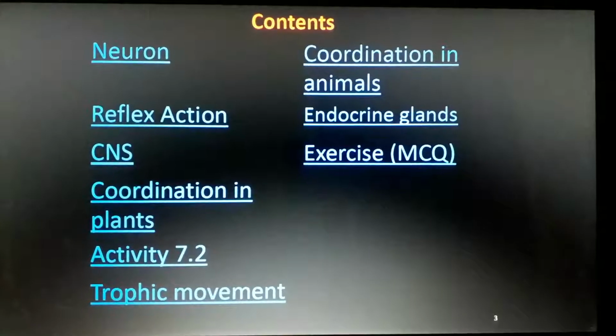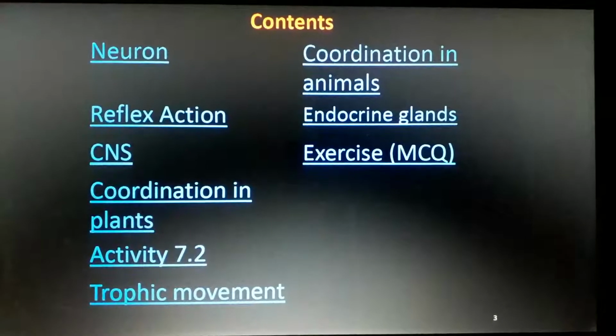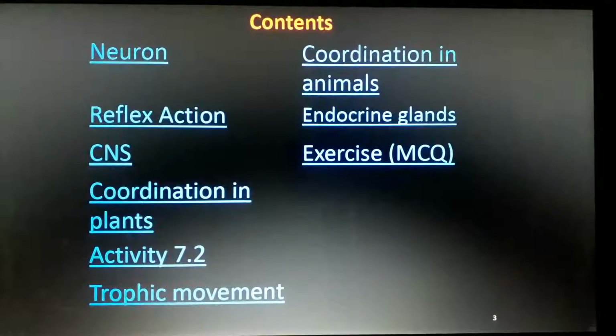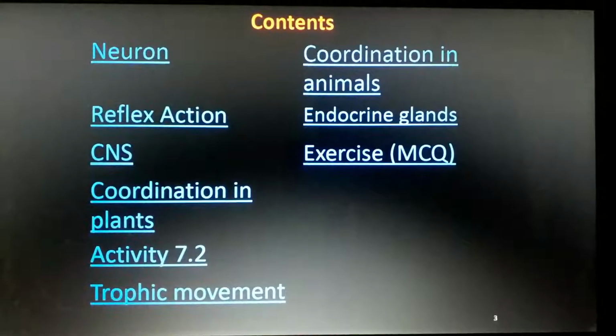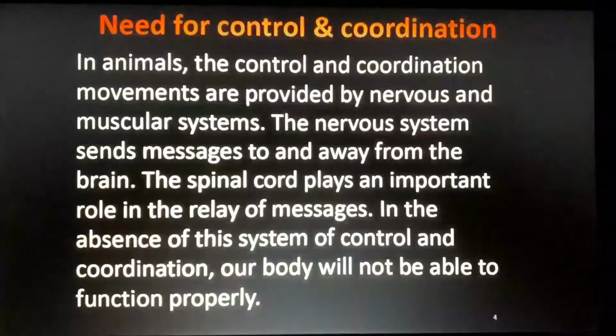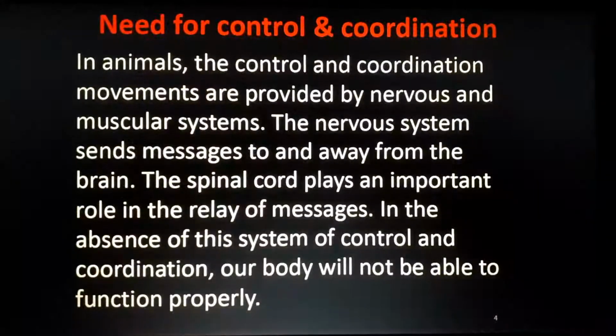The first part is about the human nervous system. After that, coordination in plants and coordination in animals are very small parts. Actually this chapter is not very lengthy. It's a small one, so it won't take that much time to finish. So the first part: what is the need for control and coordination?